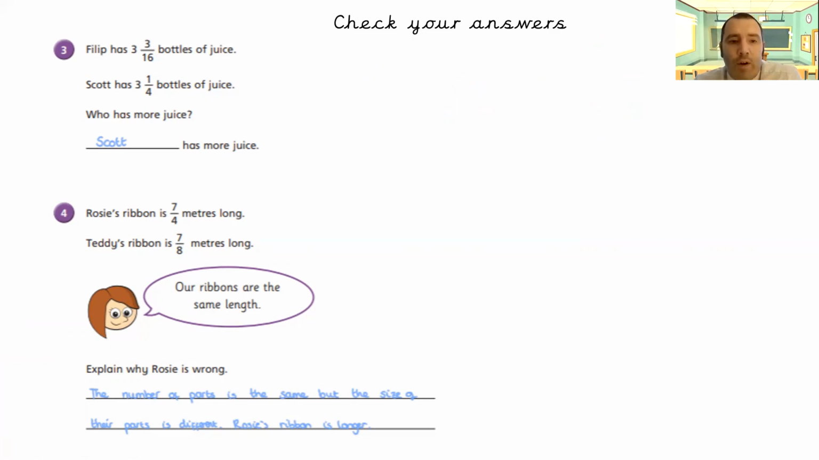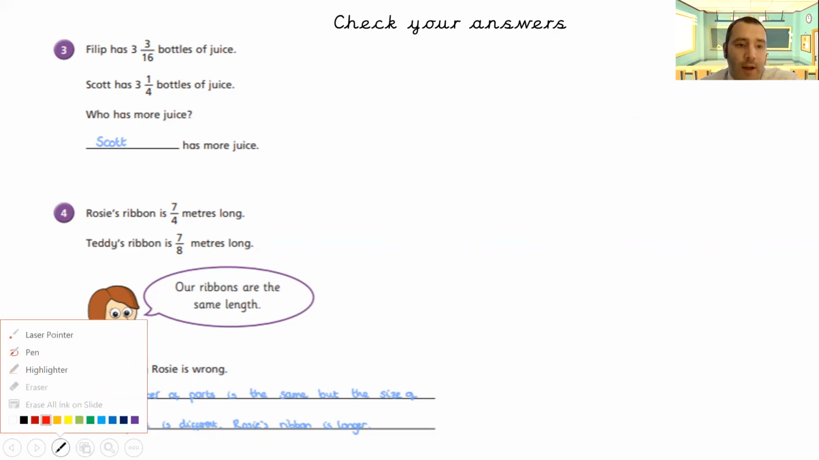So we're saying here the ribbons are the same length. Well, they're not. We can look at the numerators. The numerators are the same. So she's made the mistake that because the numerators are equal, then they must have the same length. But the number of parts is the same. The size of those parts is different. So if we make this, we are saying that they're the same.